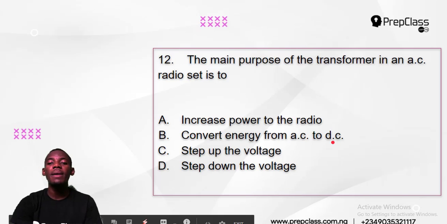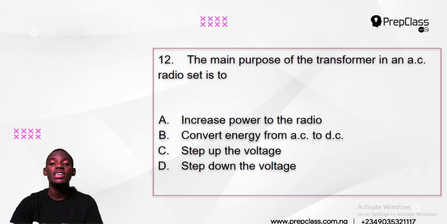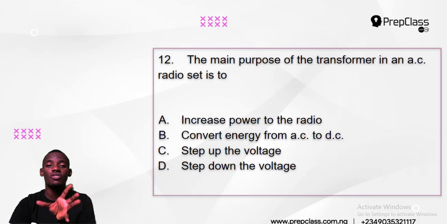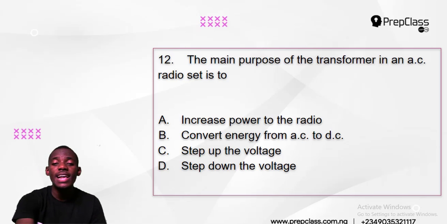Number 12. The main purpose of the transformer in an AC radio set is to what? Now you know that a transformer is something that steps up or steps down voltage. We have two types of transformer: the step up transformer and the step down transformer. But in an AC radio set, what do they do?